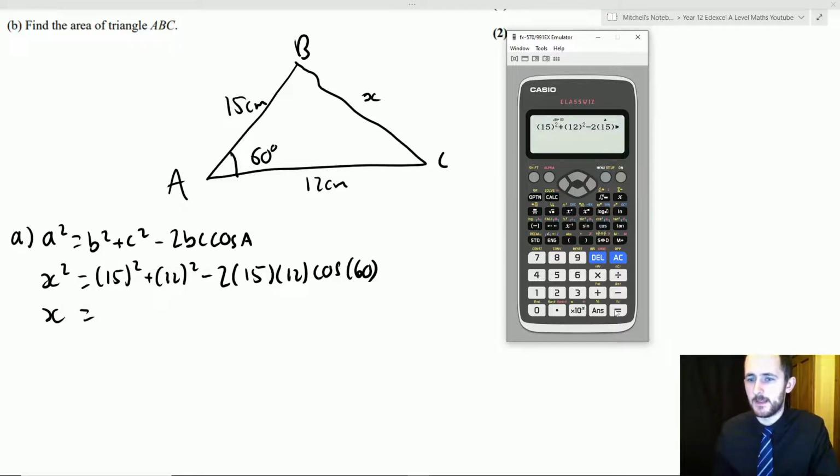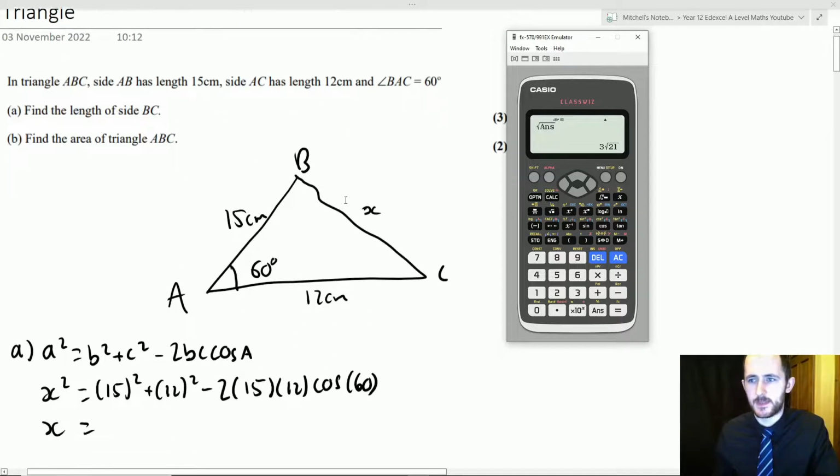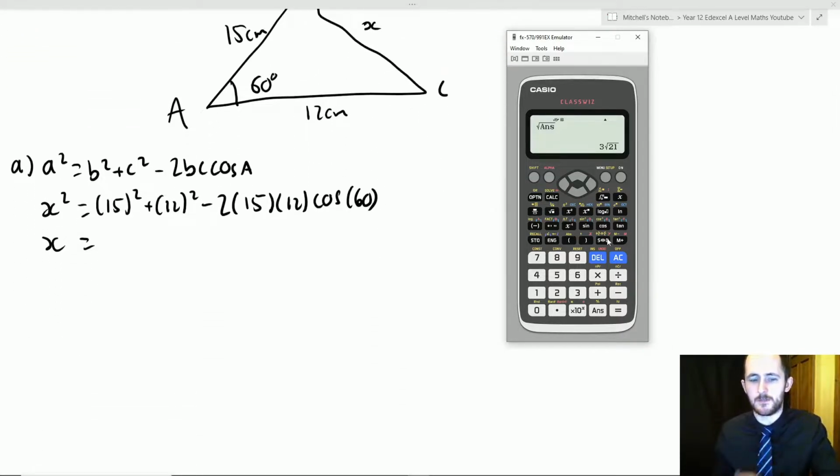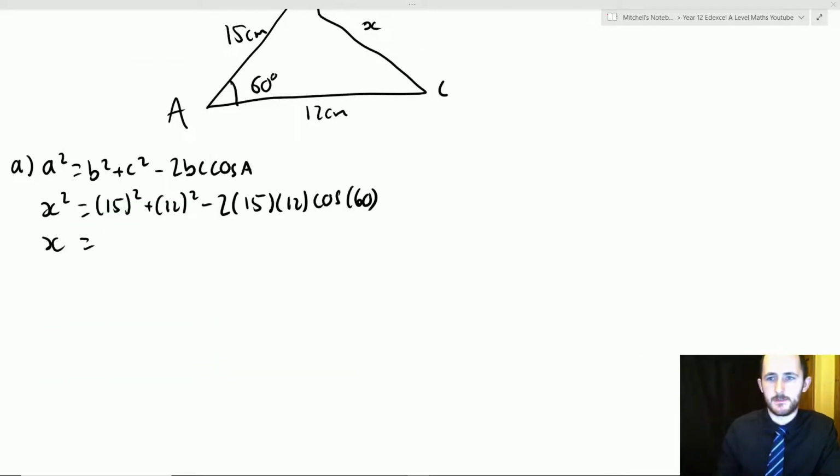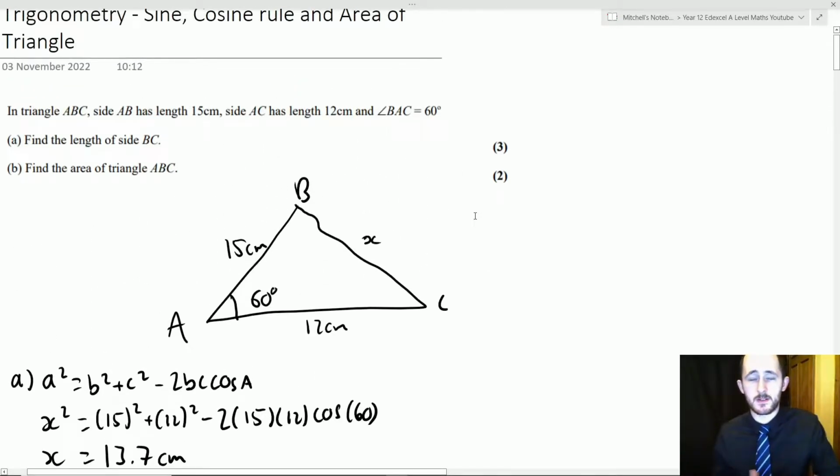So yeah, equals. So it doesn't actually equal that, it equals the square root of that, because don't forget, it's x squared, not just x. That's 3 root 21, but it doesn't say if they want it to any kind of significant figures, so we're just going to write 13.7. That's it. And that's 3 marks, so hopefully not too bad.